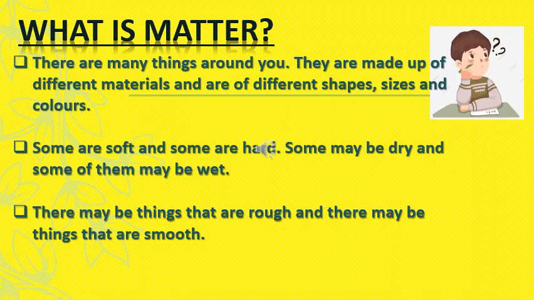First of all, the question arises, what is matter? Children, you must have noticed there are many things around you. They are made up of different materials and of different shapes, sizes and colors. Some are soft, some are hard, some may be dry or wet, or some may be rough or smooth. So everything is different from each other in their shapes, sizes, colors, texture and smoothness.